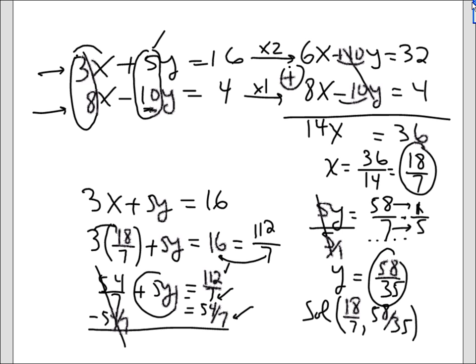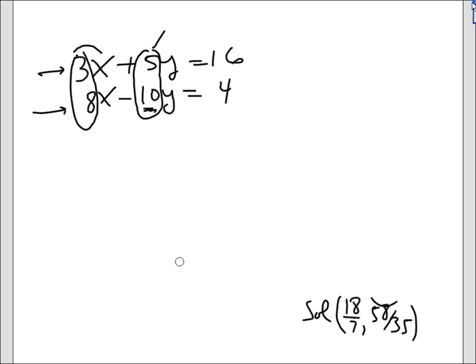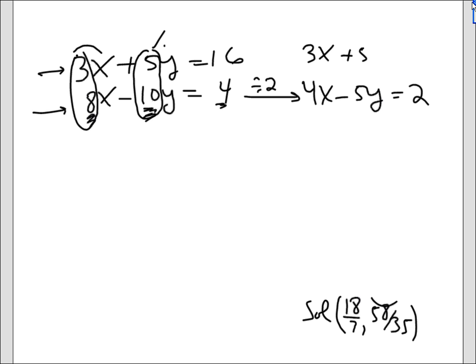So, I'm going to do this problem all over again, because there is one way we could have made this a little bit easier. When I look at the second equation, notice that all these numbers are even. If I were to divide by 2, I would get 4x minus 5y equals 2. And then the numbers in front of y would be the same. 3x plus 5y is 16. I just get smaller numbers.